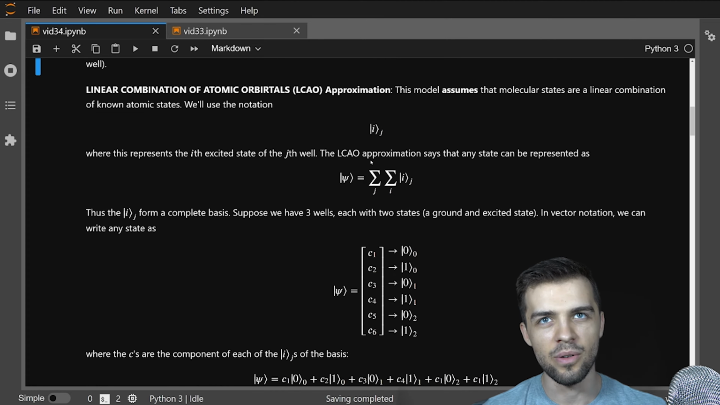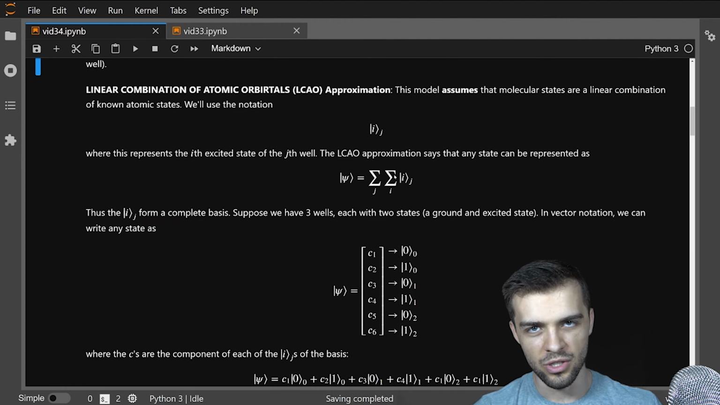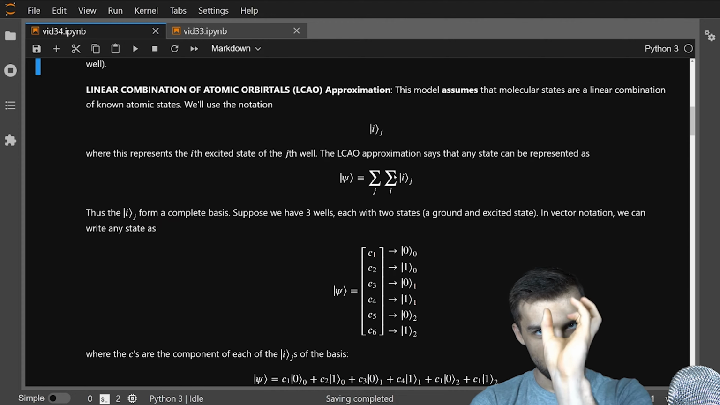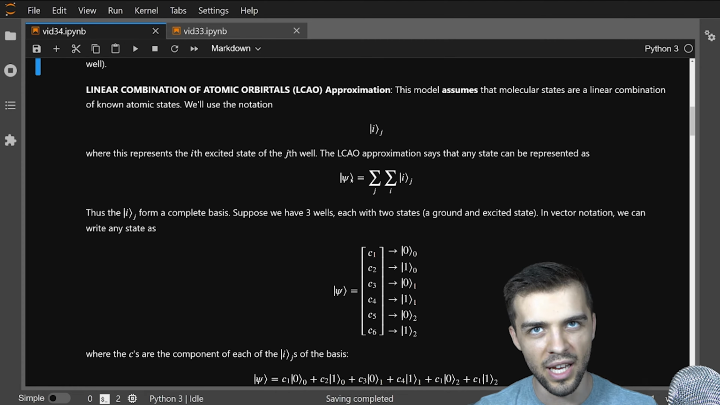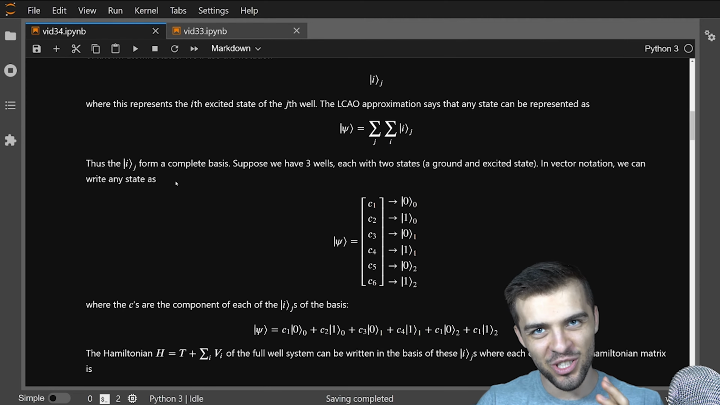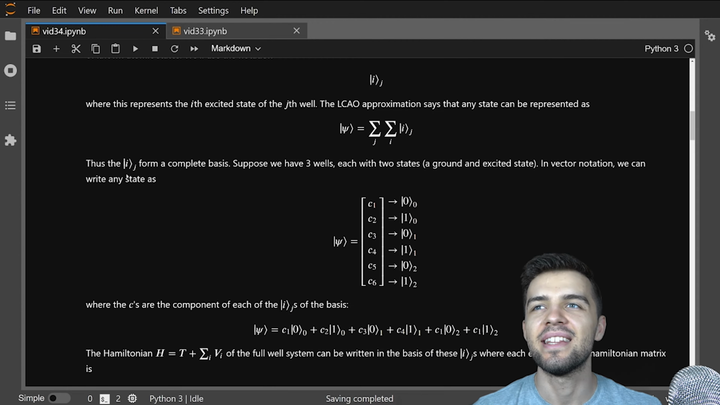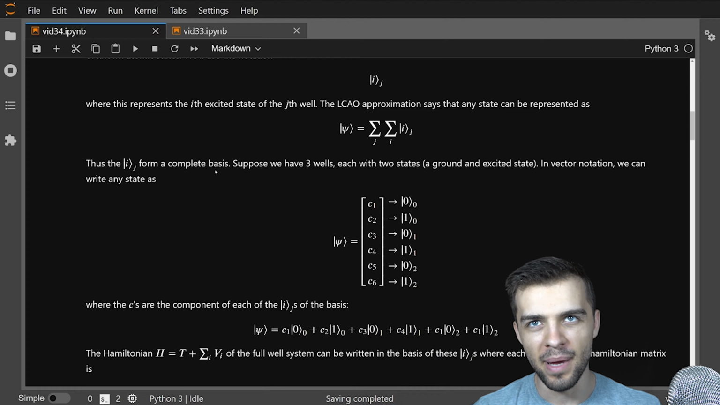This is what the LCAO approximation says. It says that any state is represented as the sum of all these combinations. So you can add states of the wells themselves and also adjacent wells. And you're adding all these wave functions together to get a general wave function. In the LCAO approximation, then, these vectors form a complete basis, right?